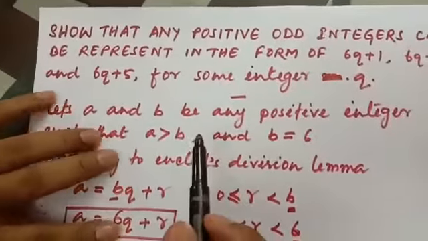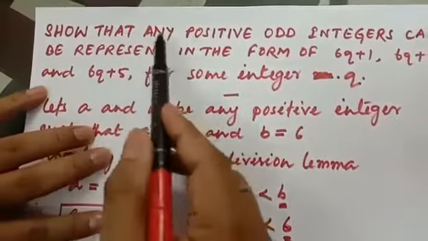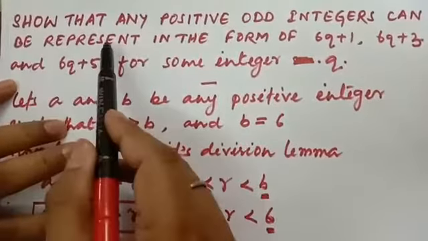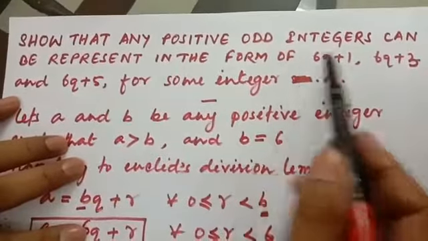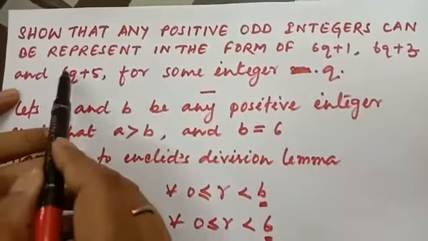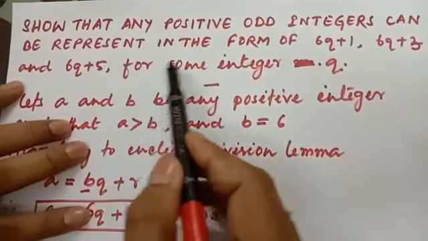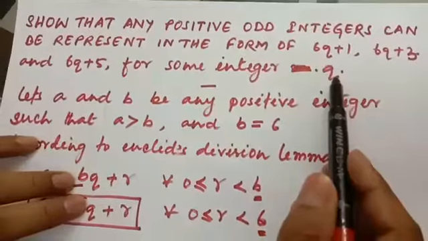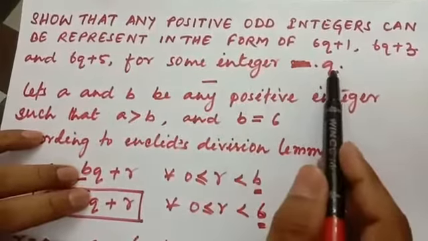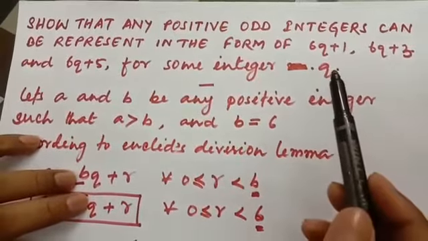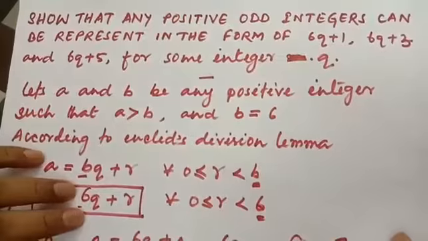So let's start. Today I am going to explain: show that any positive odd integer can be represented in the form of 6q plus 1, 6q plus 3 and 6q plus 5 for some integer q. Here, some integer q means the value of q may be equal to any integer. So let's start the solution.